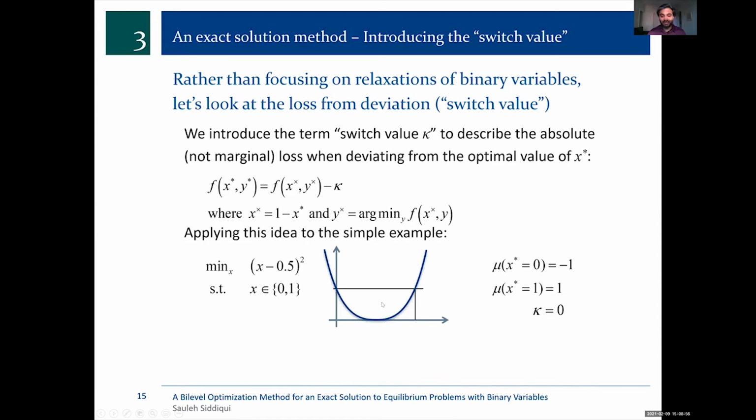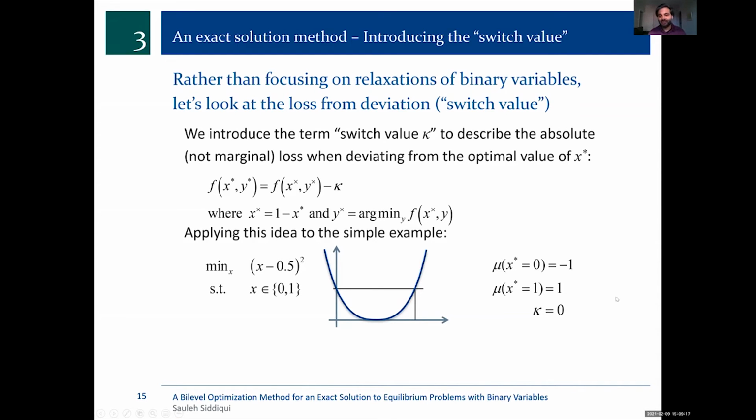And then again, using the simple example, in this case, kappa would come out to be 0, right? So instead of using the slope to calculate the prices of switching our decision, we're using this value of kappa over here. And that's the difference between these two functional values.